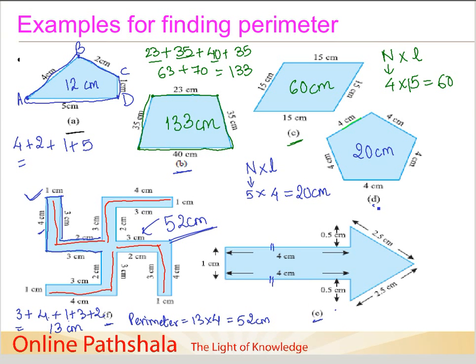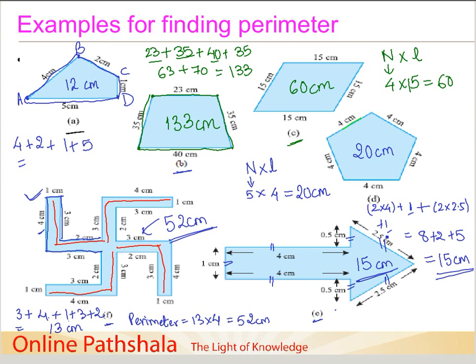2 multiplied by 4 plus, now these 2 will be added, then we have 0.5 and 0.5, so these 2 are the same. So 0.5 multiplied by 2 gives us 1 centimeter, and then I have 2.5 and 2.5, so we have 2 times 2.5, and then this 1 centimeter which remains, so it is again plus 1. Now when we simplify this, 2 times 4 is 8, this 1 is added to this 1, it becomes 2, and 2 times 2.5 is 5, so we get 15 centimeter. Therefore the perimeter of this shape is 15 centimeter.